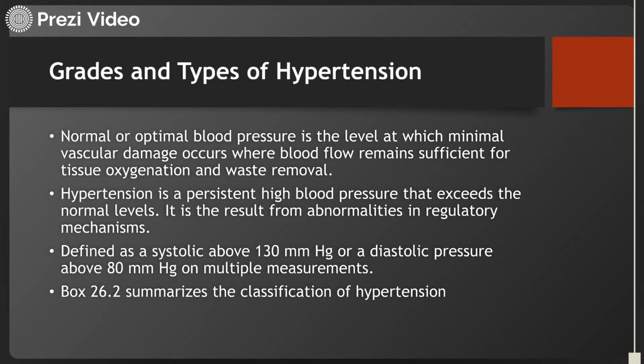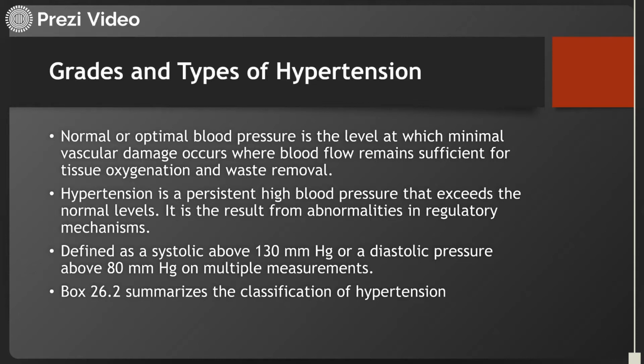When we diagnose someone with hypertension, it is because we have seen a trend of persistent high blood pressure. And usually that means that it's been exceeding the normal levels. Usually, hypertension results because there's an abnormality in the regulatory mechanisms. Either the homeostasis mechanisms are not functioning well, or maybe the patient has a condition that is increasing the blood pressure. Maybe we're giving them a medication that increases the blood pressure, and so on and so forth.